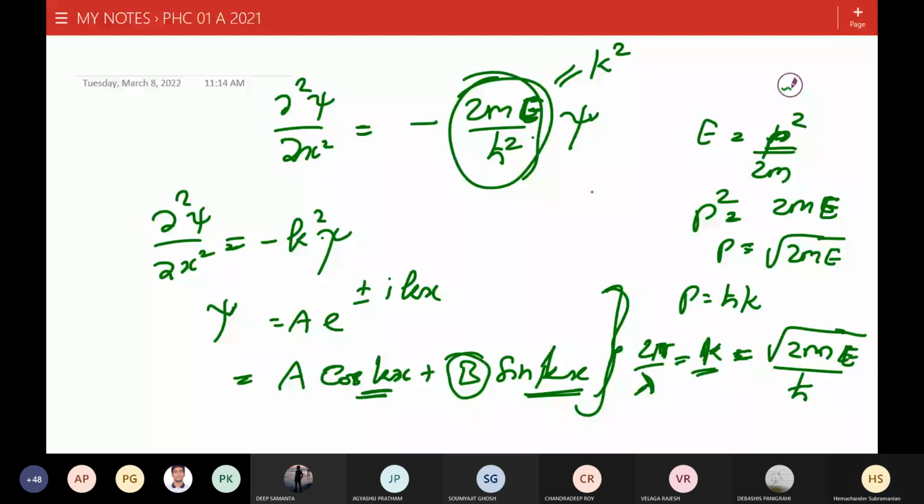So now our goal. Now we have found the solution. Psi of x, we know the solution. Psi of x is a cos kx plus b sin kx. Now we have to apply the boundary conditions to find a and b.